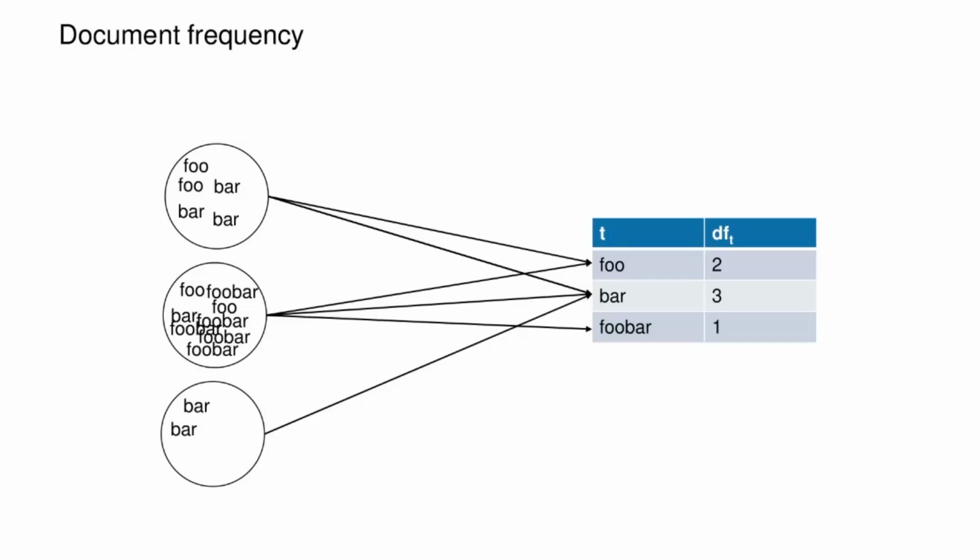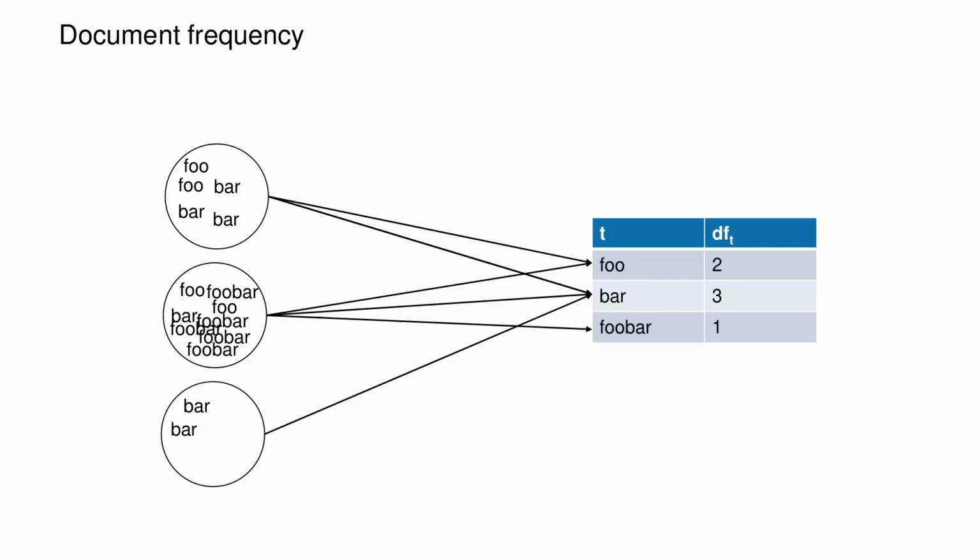So the difference between the document frequency and the collection frequency is that now we are not counting the total number of occurrences in the entire collection. We are counting the number of documents in which each term appears. So it means that in that case, foo, even though it appears 4 times in the collection, appears in 2 documents, documents 1 and 2. Bar appears in all 3 documents, 1, 2, and 3. So its document frequency is 3. And foo bar appears in only 1 document, very rare. So its document frequency is 1.